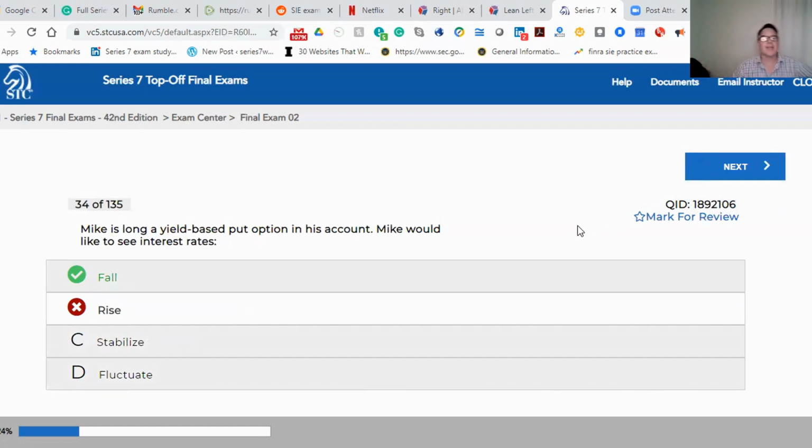Did I pick the wrong one? I did. I picked the wrong one. There's my X. I got cocky. I said I wanted it to fall, and I pressed the wrong one.